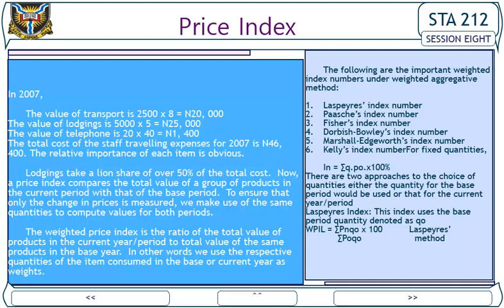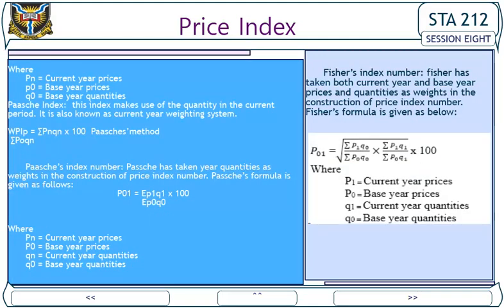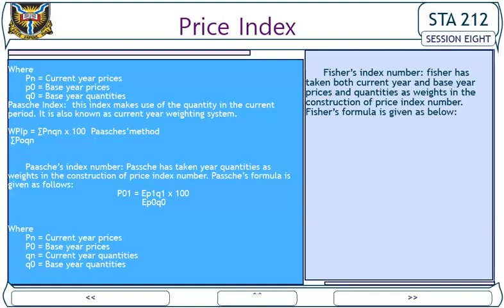There are two approaches to the choice of quantities. Either the quantity for the base period would be used or that for the current period. Laspeyres' index. This index uses the base period quantity, denoted as Q0. WPIL is equal to Laspeyres' method, where Pn is equal to current year prices, P0 is equal to base year prices, Q0 is equal to base year quantities.